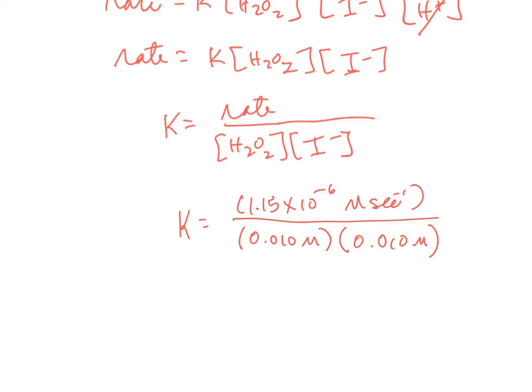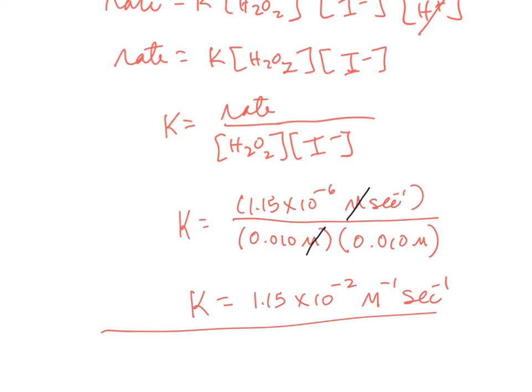Okay, now go through the unit analysis here. This is an important part of it. The molar in the numerator is canceling with the molar in the denominator. So then you have seconds to the minus 1, and then you got molars in the denominator, so that's molar to the minus 1. And you're going to end up with K being equal to 1.15 times 10 to the minus 2 molar to the -1, seconds to the -1.